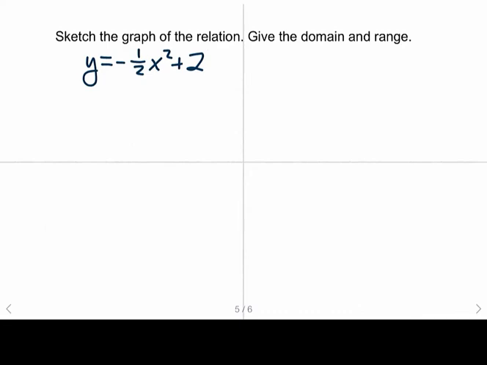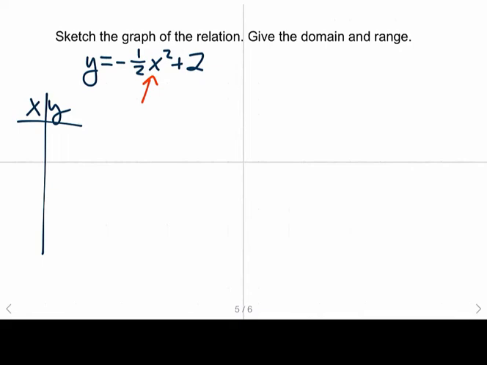Next, we're asked to sketch a graph of a relation and give the domain and range, the relation in question being y equals -1/2 x squared plus 2. And if we don't have a ready picture of what this ought to look like in our heads, then a good way to figure it out is to crank out values using an xy table. And I think good values would be values for which the argument, in this case x squared, would equal 0, and then values close to that input.